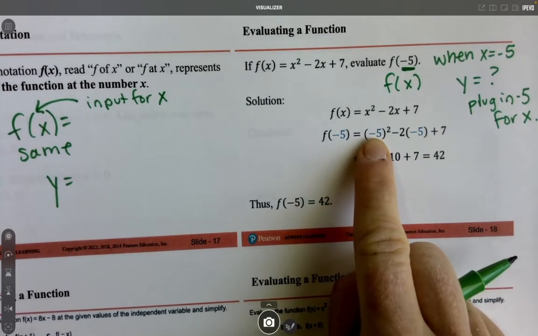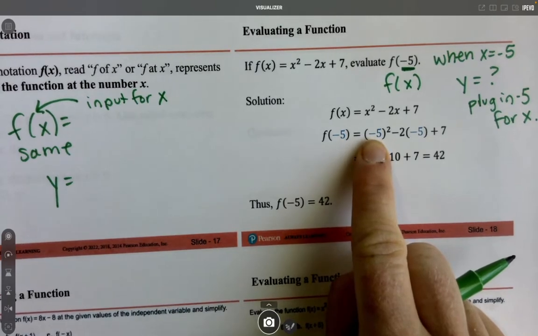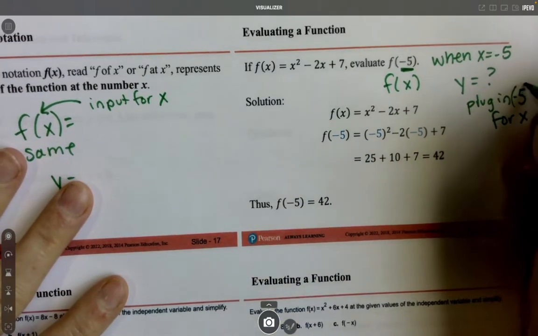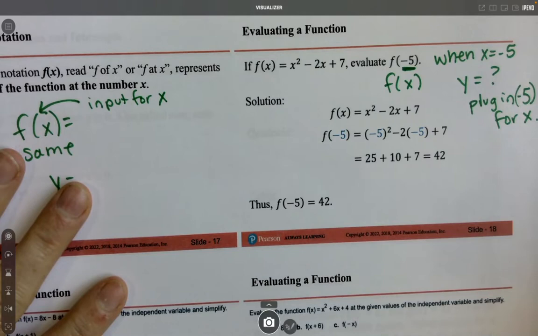So you plug it in. Make sure whenever you substitute in, you use parentheses around it. So plug in parentheses, negative 5 for x.